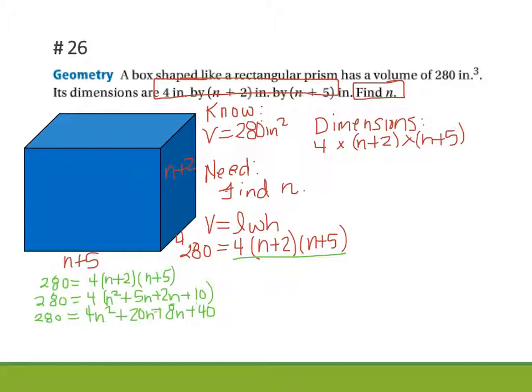Now, some of you may be saying, but Miss Singleton, you can add the 5n and the 2n together. Well, I'm going to go ahead and do that now because I didn't do it before, and I'm going to add the 20n to the 8n. So my next step would read 280 equals 4n squared plus 28n plus 40.